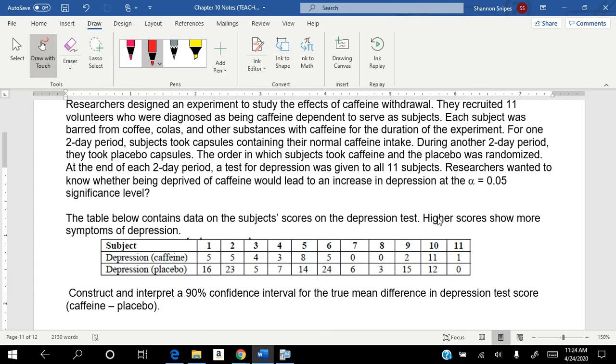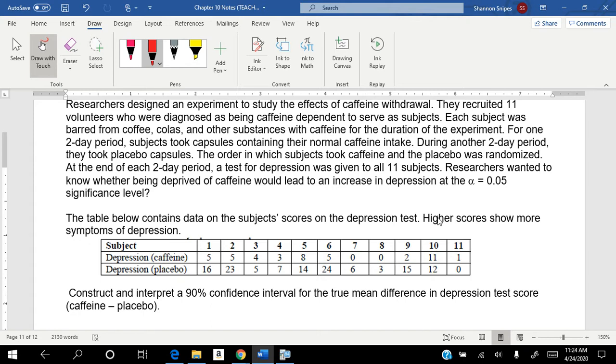Researchers designed an experiment to study the effects of caffeine withdrawal. They recruited 11 volunteers who were diagnosed as being caffeine dependent to serve as subjects. Each subject was barred from coffee, colas, and other substances with caffeine for the duration of the experiment. For one 2-day period, subjects took capsules containing their normal caffeine intake. During another 2-day period, they took placebo capsules. The order in which the subjects took caffeine and the placebo was randomized. At the end of each 2-day period, a test for depression was given to all 11 subjects.